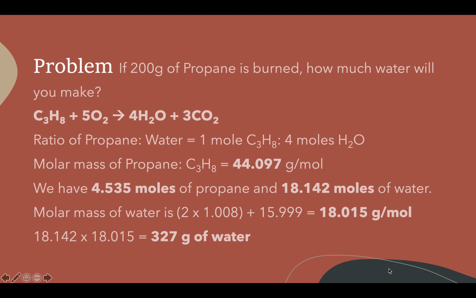And once you know that, by the way, you can just scale it up. 400 grams of propane will give you double that, whatever that is, 700, I should have done this in my head, 654. Okay, so it always doubles. It's all about ratios.